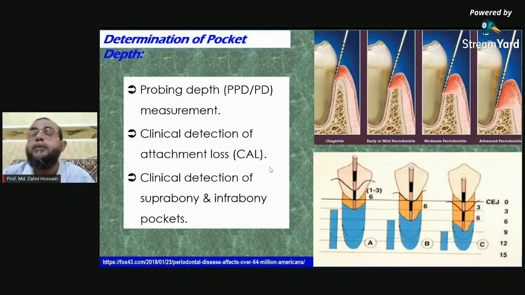Remember this very important point in periodontology: to diagnose periodontitis, we need clinical attachment loss and bone loss. We have to find out the clinical attachment loss from probing, and we have to find out the bone loss from the radiograph. There is a formula to determine the type of periodontitis, whether mild, moderate, or severe, according to the findings of clinical attachment loss and bone loss. Also, you have to find out the suprabony and infrabony pocket by this probing.